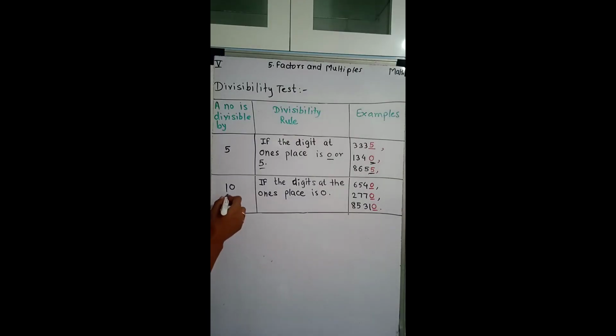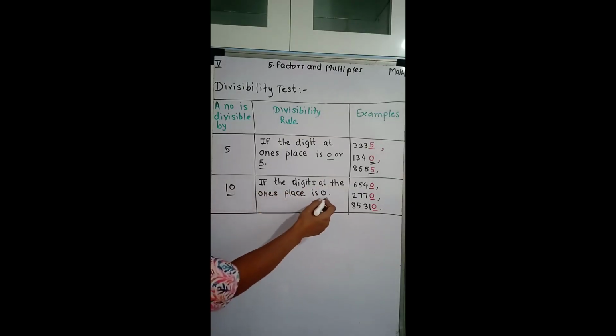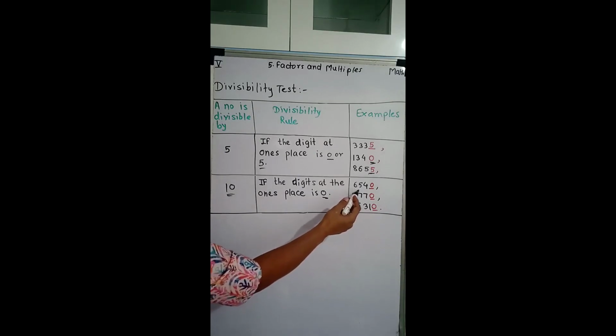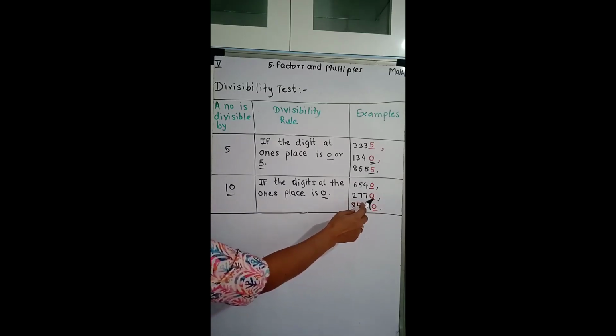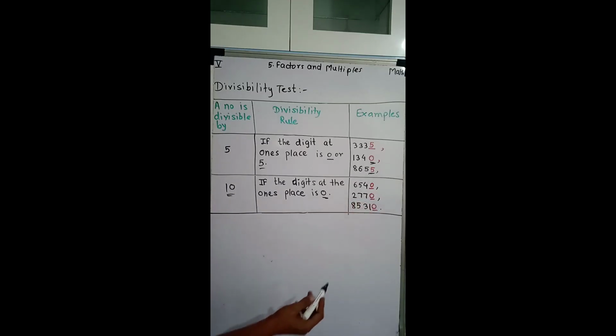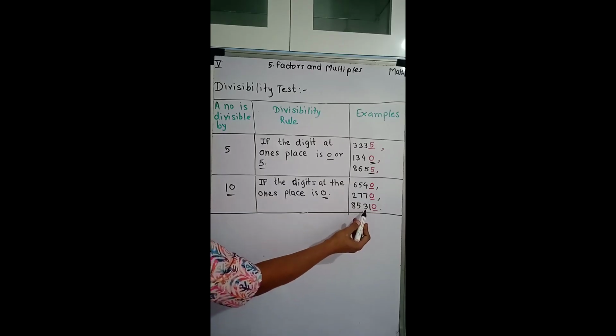Next is 10, and it is the easiest to check. If the digit at the ones place is 0, the given number is divisible by 10. For example, 6540. The ones place is 0, so the given number is divisible by 10. 2770. The ones place is 0, so the given number is divisible by 10. 85,310. The ones place is 0, so the given number is divisible by 10.